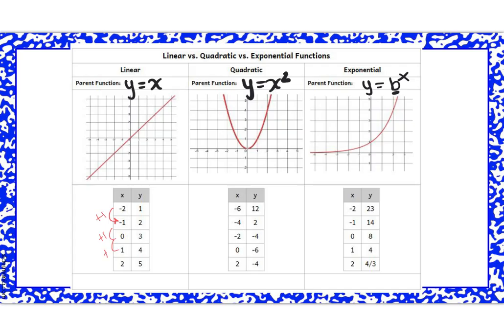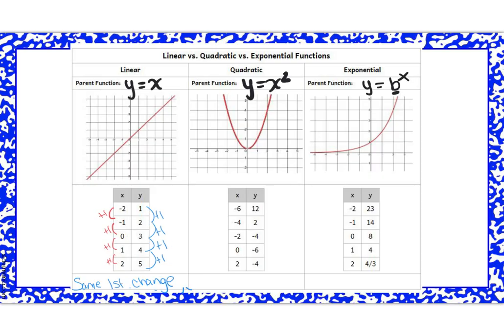So because we are adding each time, I can go ahead and look at the y values. My y value change is plus 1 each time. And when I say change, I'm saying what am I adding or subtracting to go from 1 to 2, from 2 to 3, from 3 to 4, and from 4 to 5. So in each case, I am adding 1. Because I am adding 1 in each case, this is known as linear, because it is the same first change.